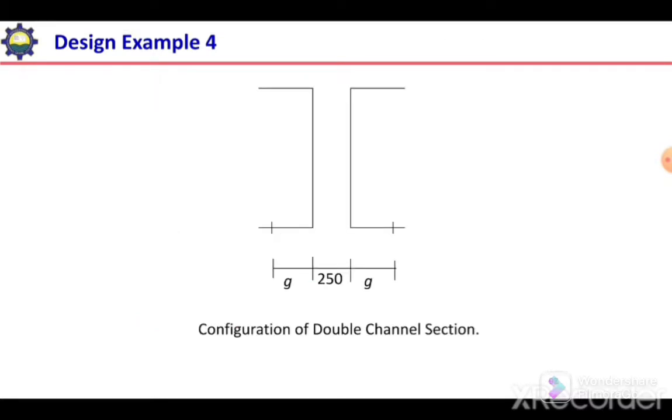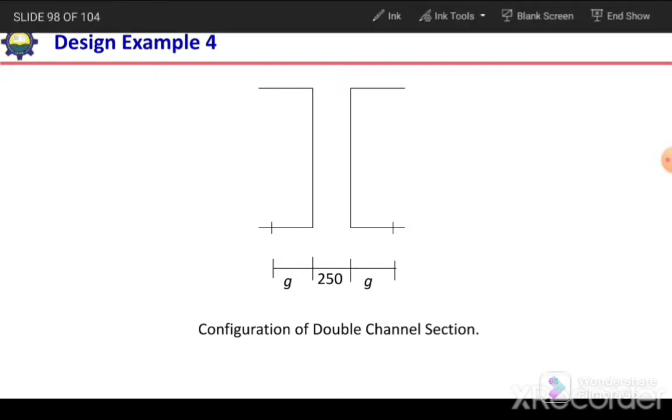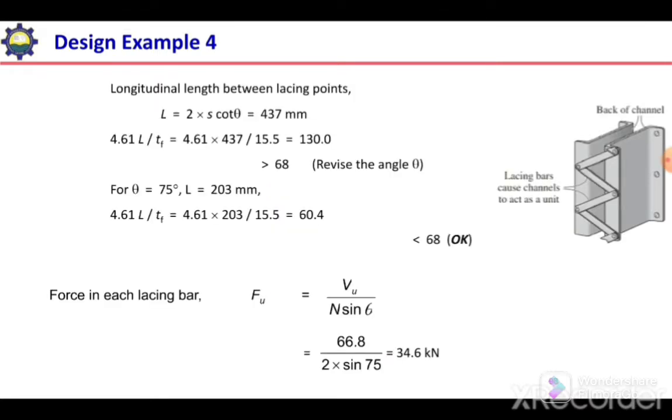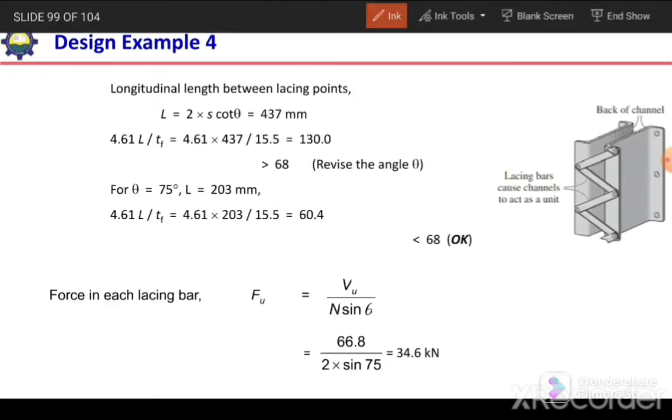So this is the configuration. Here this is S, starting from this rivet up to this rivet, this is spacing, and this is G. After that we need to calculate the longitudinal length between the lacing points, meaning the distance between these lacing points. It is equal to 2 times S cot of theta. So this much distance is S cot of theta, and in case of single lacing we will have double of it, so it will be 2 times S cot of theta.